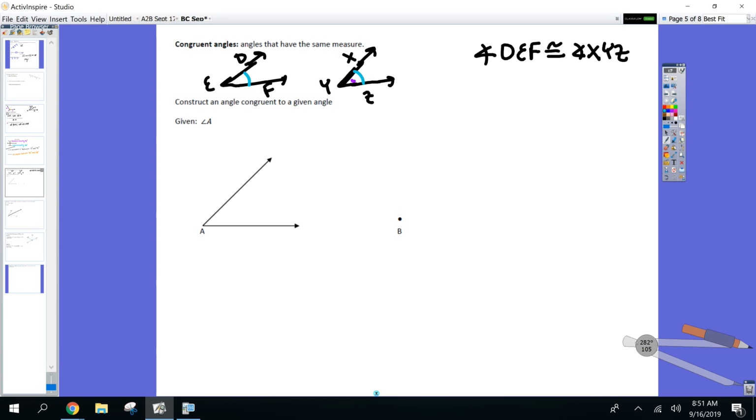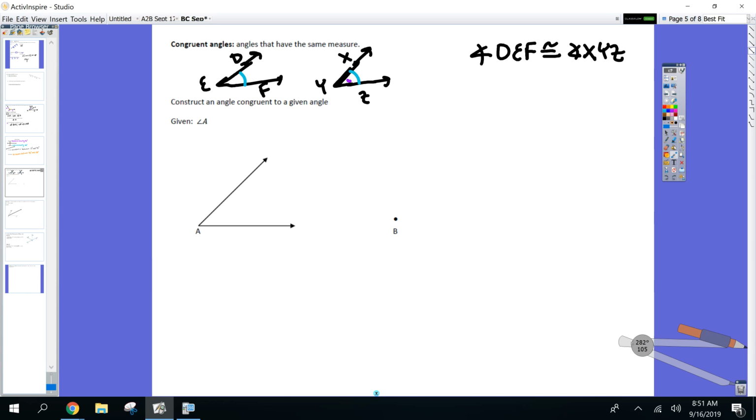Absolutely. Nice job. All right, you ready to construct a congruent angle? Using your compass and a straight edge, I need an angle that has the same measure as angle A, but I'm going to call it angle B. Everyone ready? First step to copy an angle, take your straight edge. Draw a ray. So going from endpoint B, draw yourself a ray.